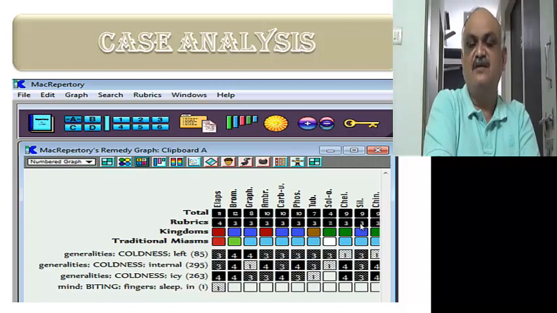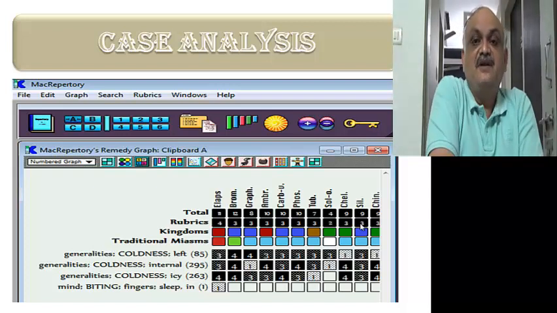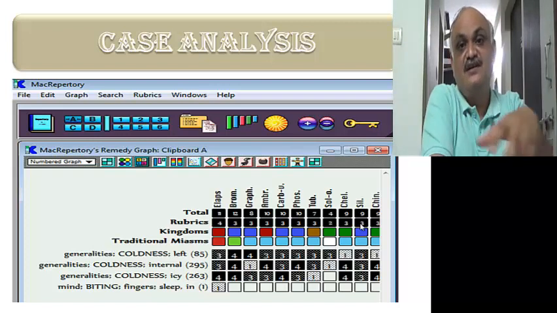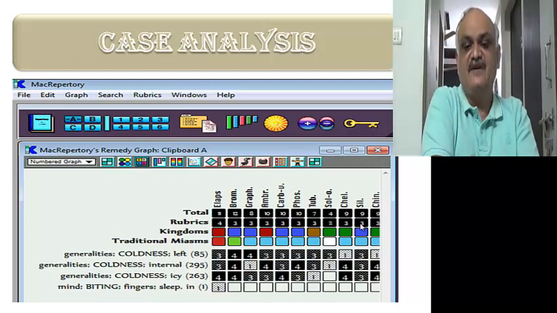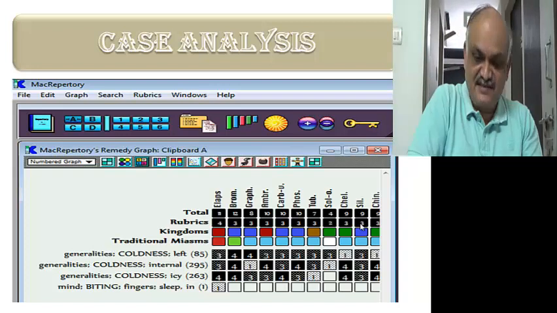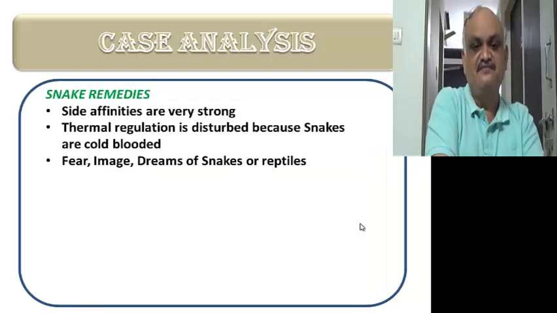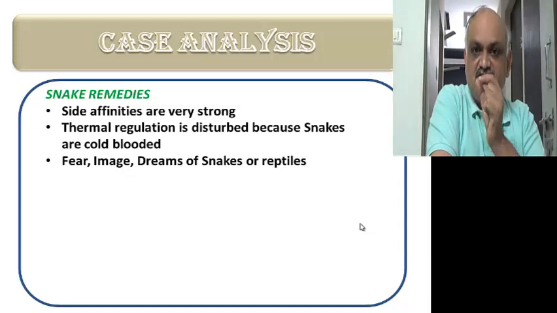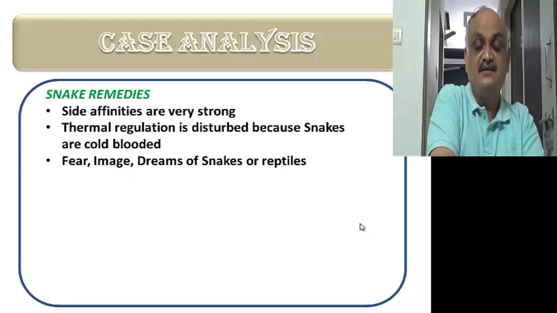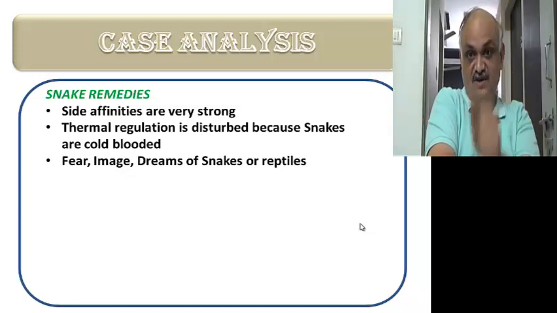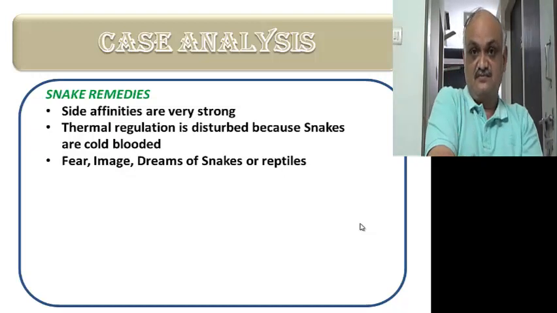Either we can refer to the Materia Medica, or we can take the background understanding of the patient to decide the medicine, as we already discussed. So here I understand, I know, this is the snake remedy quality. Side affinities are very, very strong in snake remedies, and here peculiarly the left side is cold.